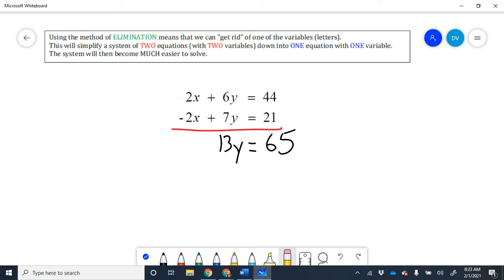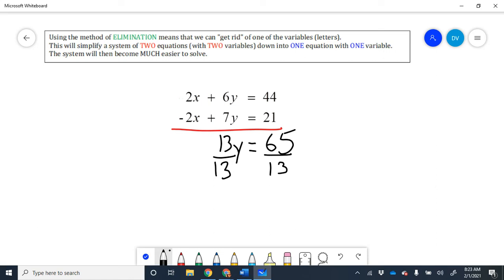How do we solve this easy equation? To solve this, we just need to get the y by itself, and since it's been multiplied by 13, we want to do the inverse of multiplying. We want to divide both sides of this equation by 13. What will we get when we divide both sides by 13?